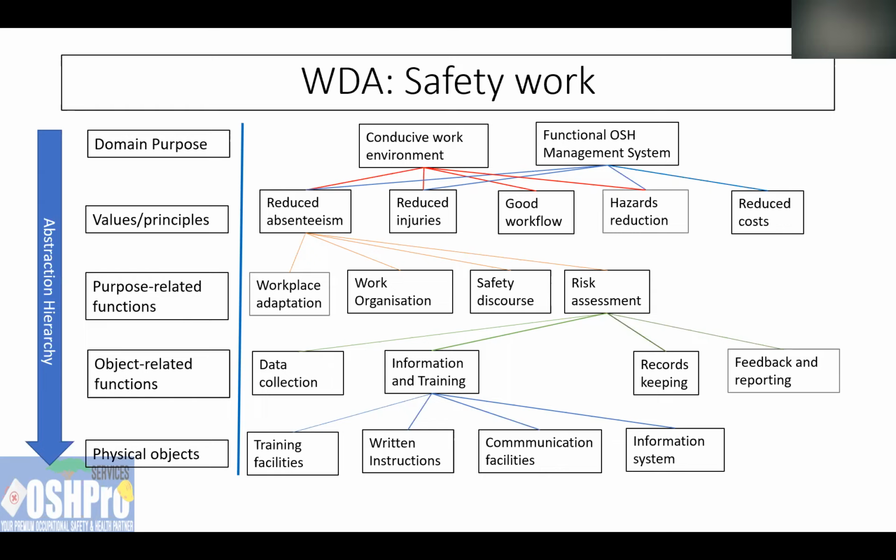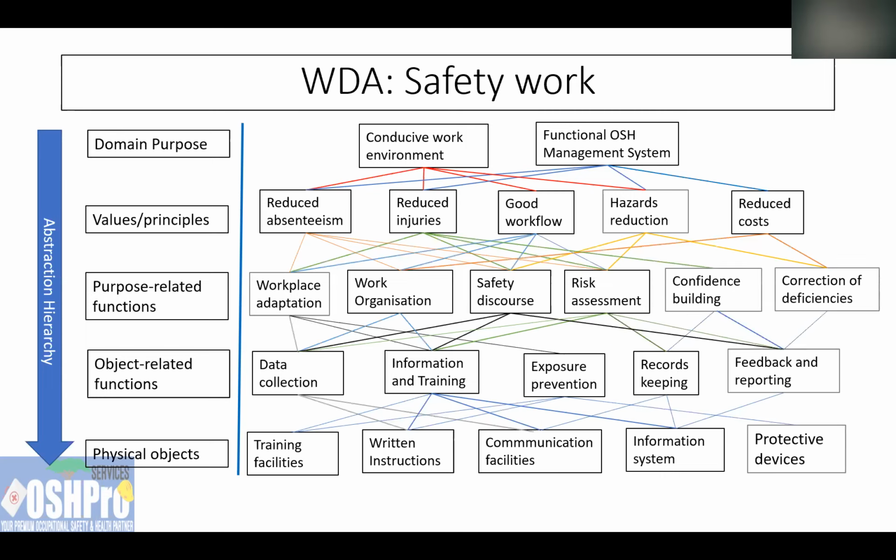So if we go on and do the same as we did with reduced absenteeism, we do the same for reduced injuries, we do the same for good workflow, we do the same for hazards reduction, we do the same for reduced costs. Maybe we'll have to add some more. We'll get something like this. This is what I did, and I ended up with something like this. So you see, we've added some: we have to build confidence, and we have to identify areas of deficiency that we can correct.